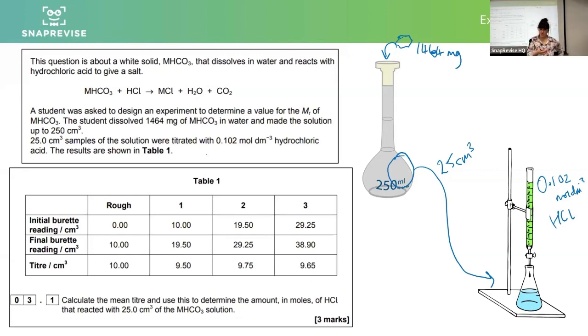I know the context is titrations. I've been asked to calculate, that's my command word. And specifically, I've been given all the data that I need.